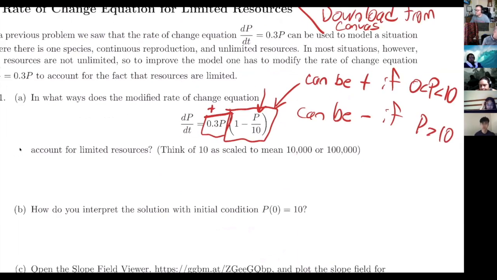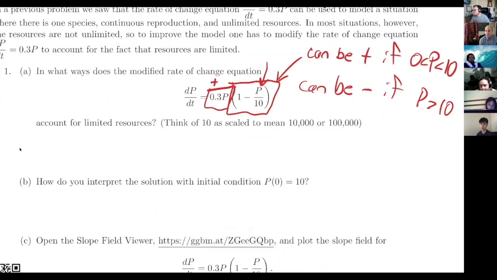Okay, any questions about that? And in case you're kind of curious, we'll take a look at these models in more detail. But this is what would be called the logistic model for population growth, which is typically much, much more accurate.